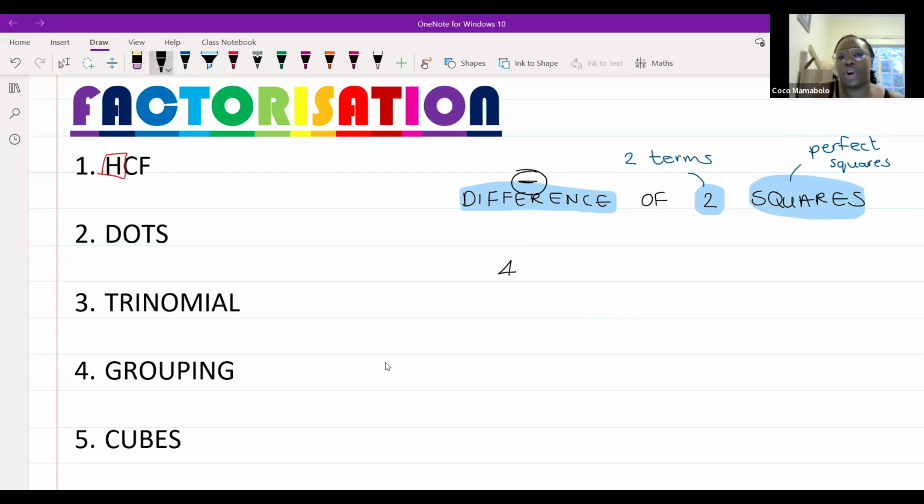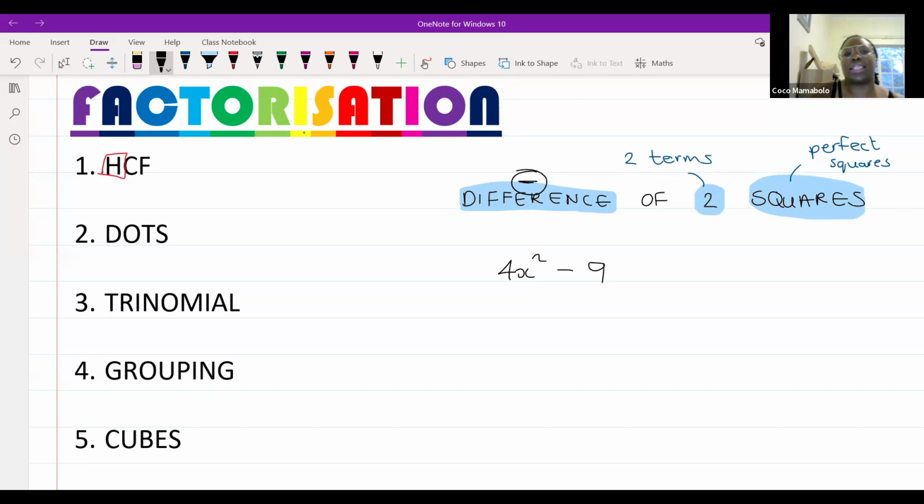What about 4x squared minus 9? Can we use dots here? Yes or no? Okay, I see many of you saying yes. Tyler says no. For those of you who say yes, explain to me why. Which part isn't a squared number? Tyler? Abu's got the right idea.